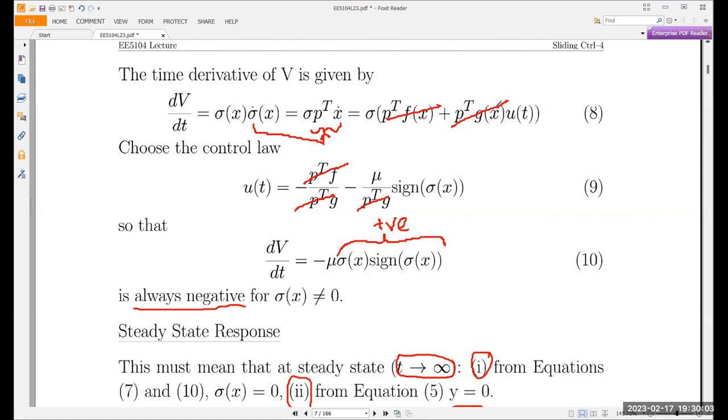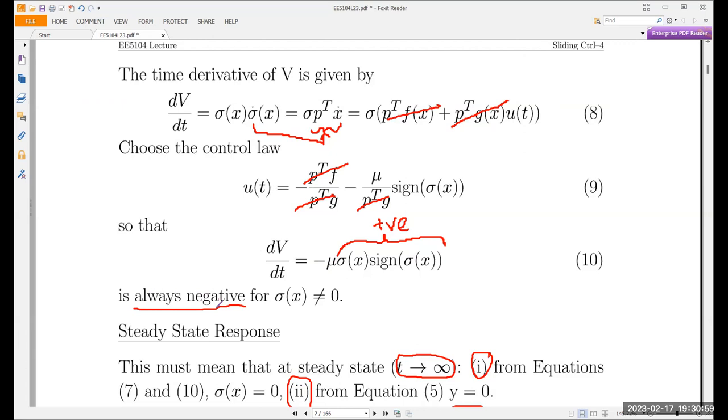What if we don't cancel? If we don't cancel, and also F. If this F, the one inside the formula, and this F, which belongs to the plant, don't match, then again, PTF cannot cancel PTF. Then the slope will not look like that because it cannot cancel. If the slope doesn't look like that, then we don't know whether the slope will be negative. If it's not negative, then sigma may not be equal to zero. But there's a very simple requirement. We just need the slope to be always negative. That's all. So even if it doesn't cancel, but the slope is still negative, no problem.